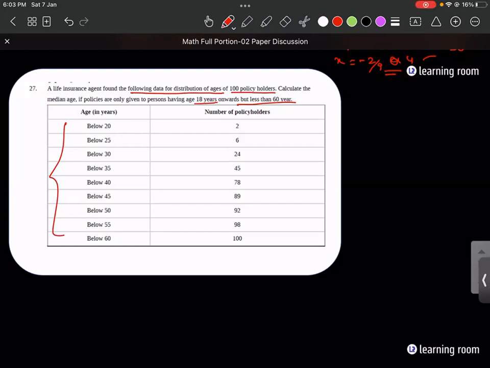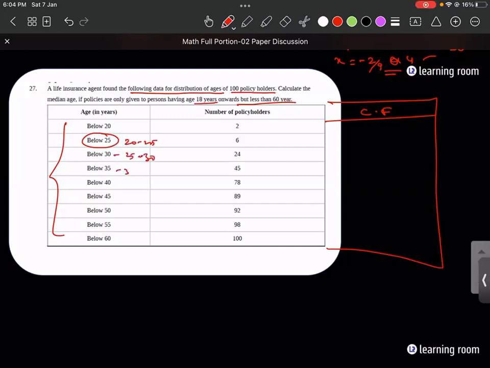So you mean the formula? First, we need to prepare a table, no? Yes, sir. I need a cumulative frequency. Below 25 means 20 to 25. This will be 25 to 30, 30 to 35, 35 to 40, 40 to 45. The data given is itself cumulative frequency, right, sir? The number of policy holders is cumulative, but you need the frequency actually. So here we need to do the subtraction. So 40 to 45, it is going to be 45 to 50, 50 to 55, and 55 to 60.